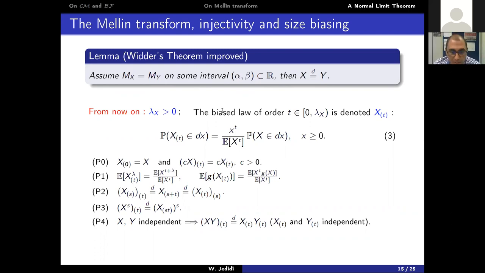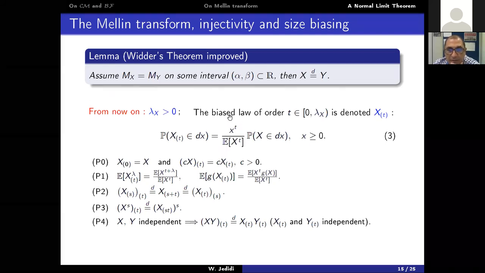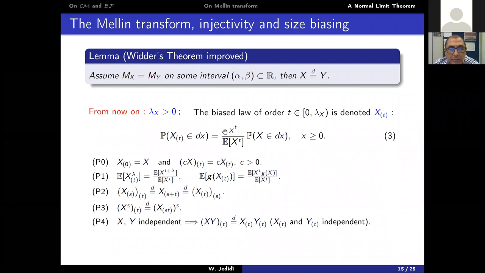In order to introduce my problem, I would like to apologize, I need some probabilistic notation. So from now on, X denotes a random variable, and X indexed by t denotes a version of the Bayesian law of order t. That means you start with the original one, you put a weight, which is a power, look at this as a measure, and you modify it like this. If you assume that the Mellin transform of order t exists, then this will be finite. You normalize and you get a new distribution.